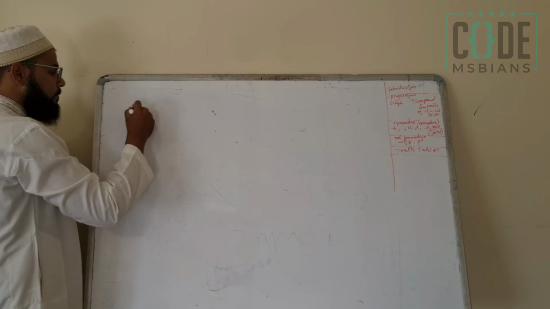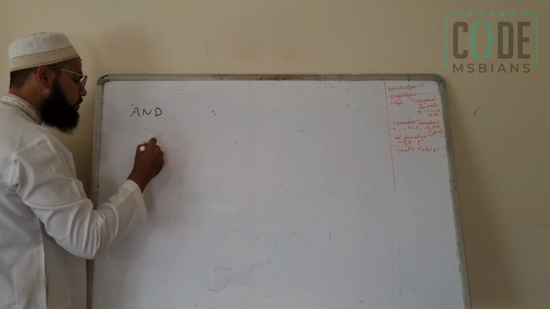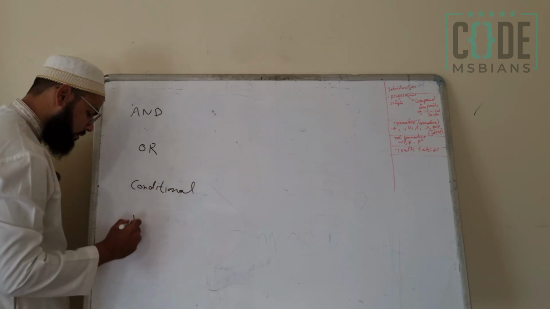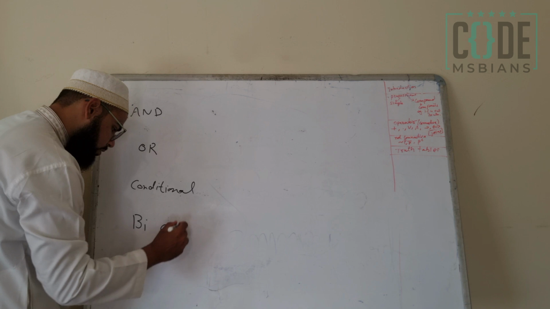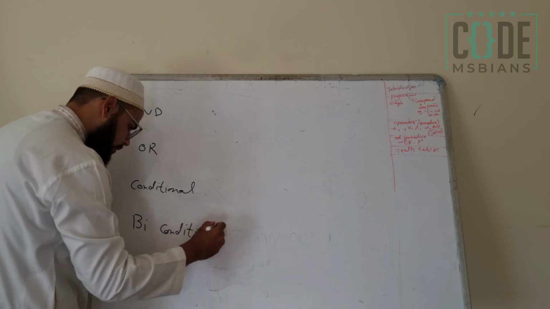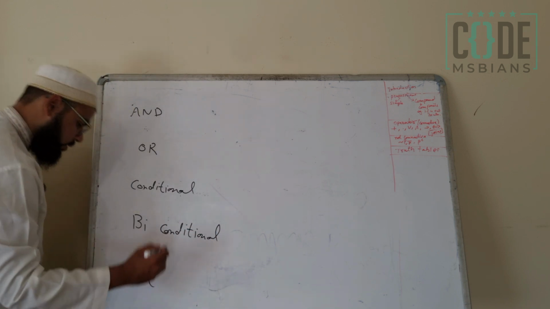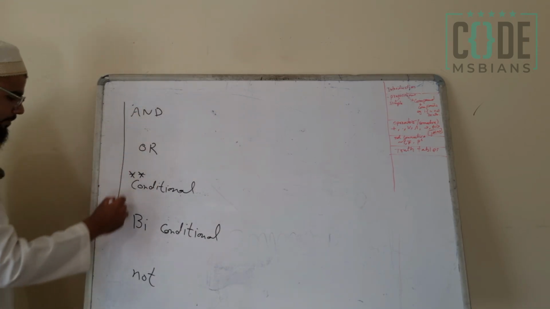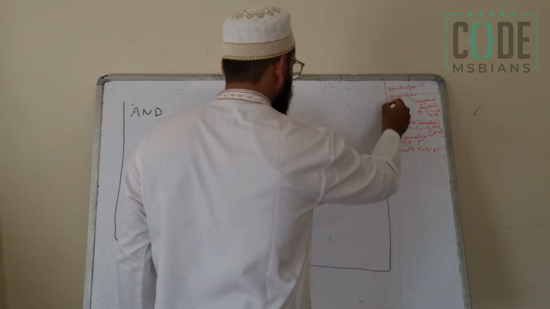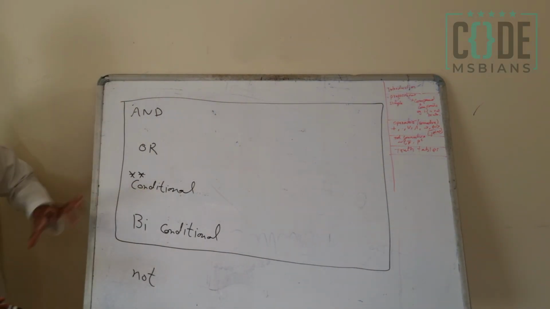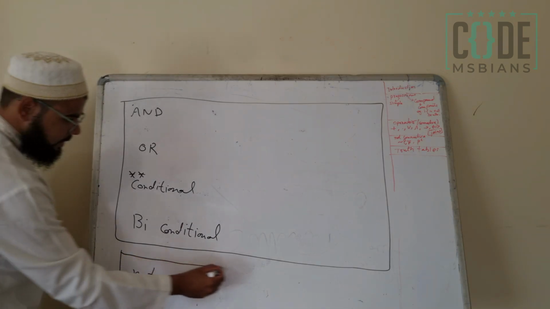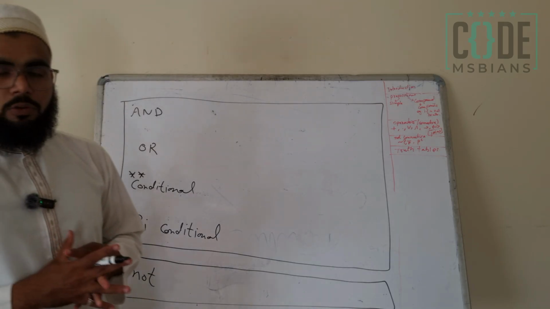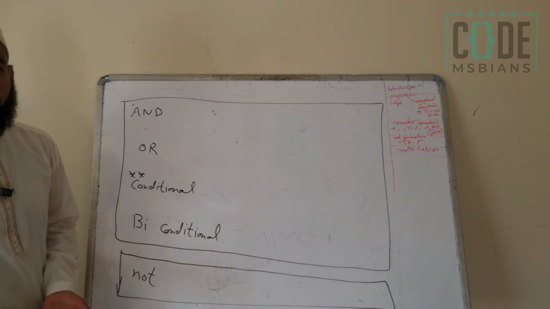So we have and, we have or, we have conditional, we have biconditional, and we have not. This is my favorite, so I'm giving 2 stars to it. I'm making a rectangle here, and I will let you know why. These are the connectives, and below that you can see not. This one is not a connective, because it is not used as a connector between two or more statements, while it is used for negation, to make it opposite.